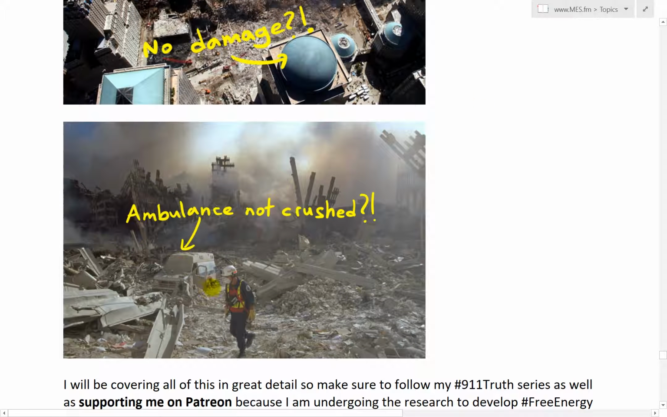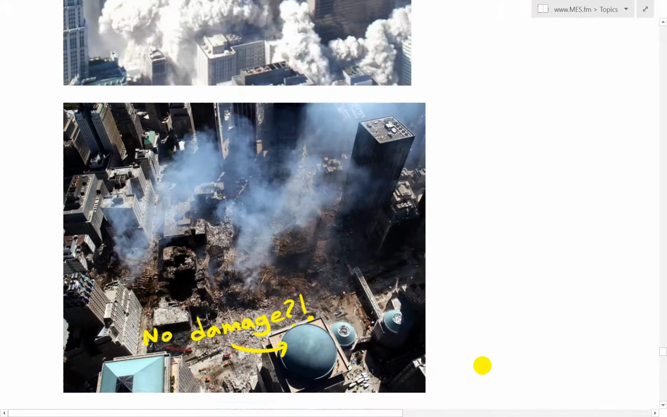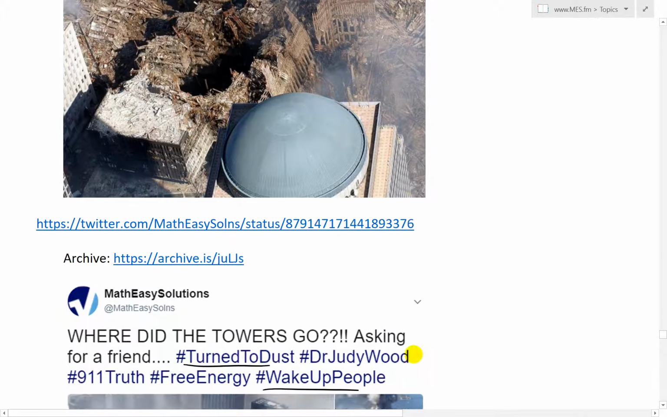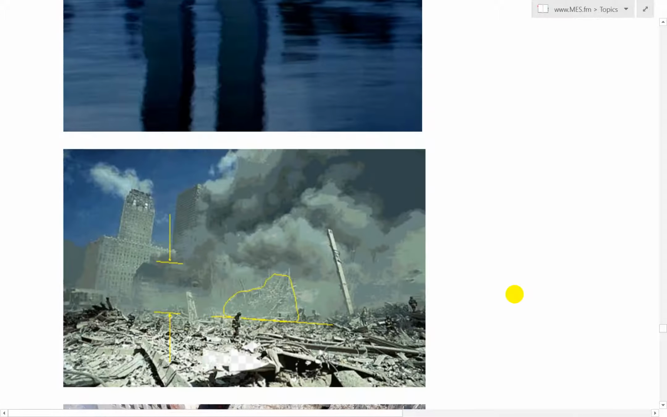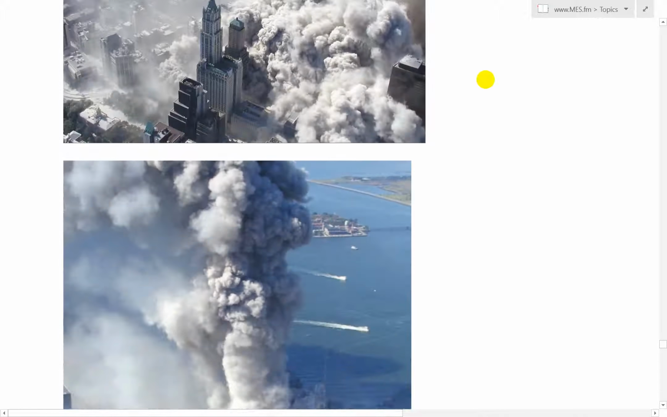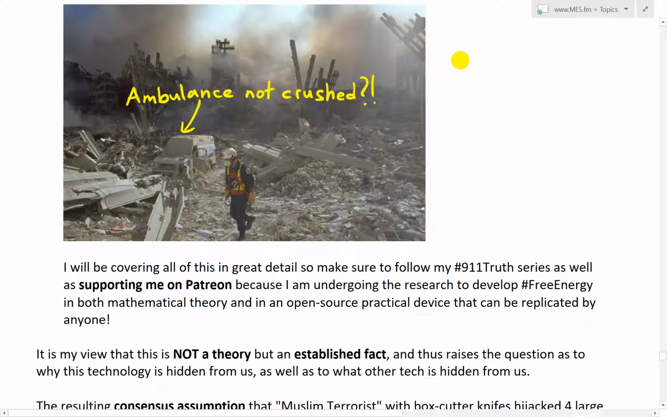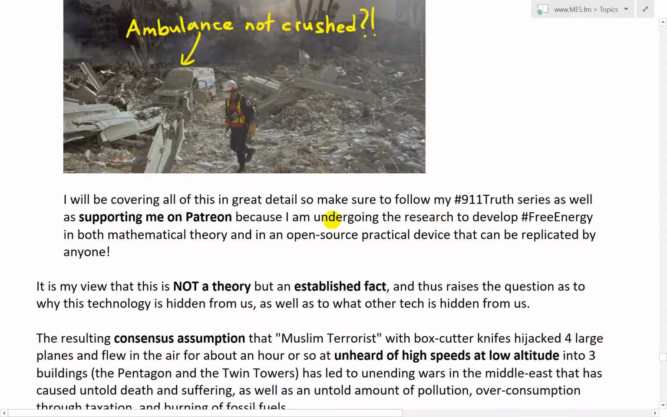And there was an ambulance close to the towers. Looks like the windows aren't even broken, or at least these ones aren't. Not crushed by, let's see that. Let's see this giant. Imagine you had a car here or anywhere near, and then your windows aren't even broken. Unbelievable. Crazy. So I'll be covering all of this in great detail.